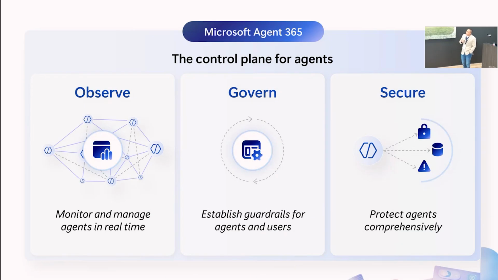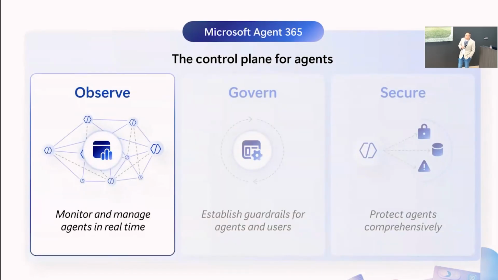So we talked about observation, we talked about governance and securing. So being able to monitor and manage agents in real time, establish guardrails for agents and users, and protect agents comprehensively is what Agent 365 is geared to do. So we'll start with the observation.